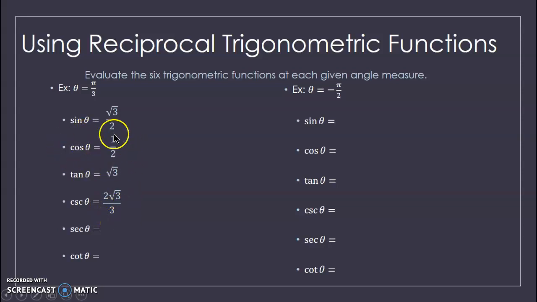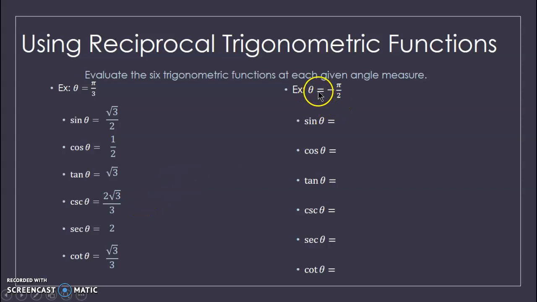Cosine is linked with secant, so we're going to flip that. 1 over 2 gets flipped and becomes 2 over 1, which just simplifies to 2. Cotangent is the reciprocal of tangent. So I take square root of 3, put it over 1, flip it, and I get 1 over the square root of 3. I rationalize it, I get square root of 3 over 3. I hope that made sense to you. We're literally flipping, and if we have a radical in our denominator, we are simply rationalizing that denominator.